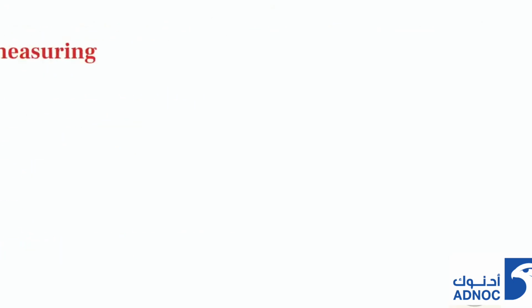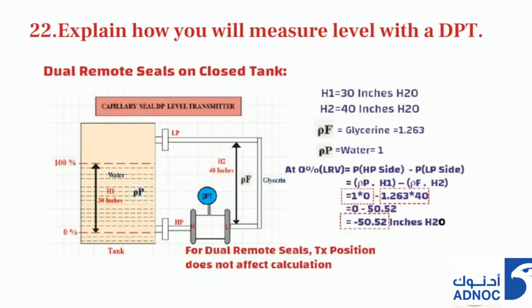Next question is, explain how you will measure level with a differential pressure transmitter. To measure level with DPT, the bottom connection of the vessel is connected to the high pressure side of the transmitter, and the top connection of the vessel is connected to the low pressure side of DPT.